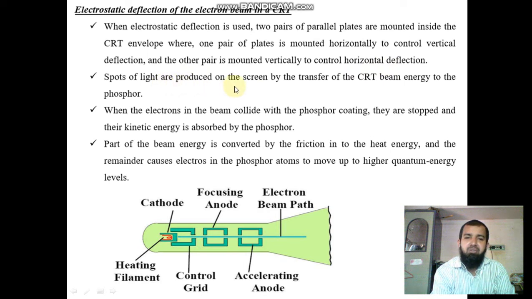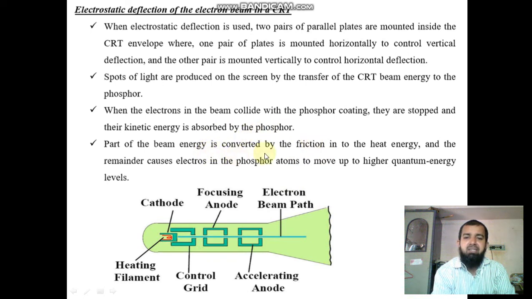Spots of light are produced on the screen by the transfer of CRT beam energy to the phosphor. This is the screen. When the electrons in the beam collide with the phosphor coating, they are stopped, and their kinetic energy is absorbed by the phosphor.